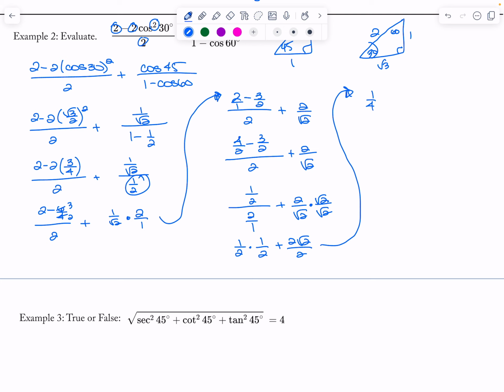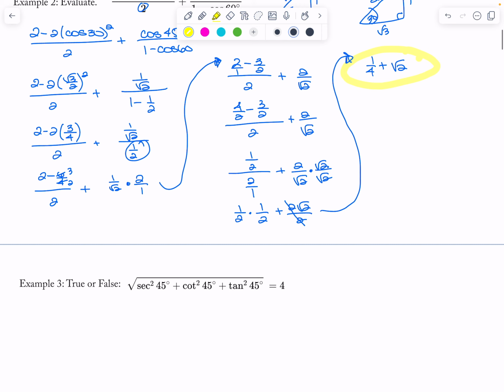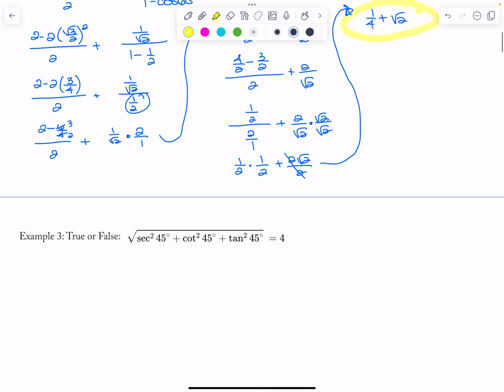Okay, so 1/4. And then plus, my 2's cancel out on the outside of the root. Remember, we don't cancel underneath the root because technically he's like in jail. So we have 1/4 plus root 2. And I'm going to be okay with you guys leaving it like that. I don't need you to write it as one fraction. In a future class, you might have to do that, but for right now, we don't need to worry about that.